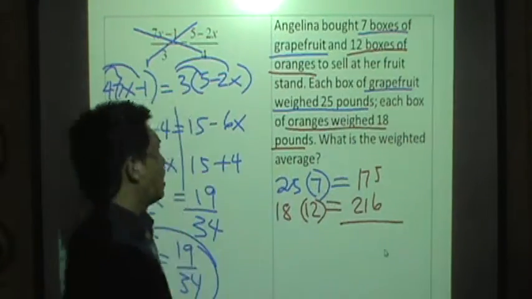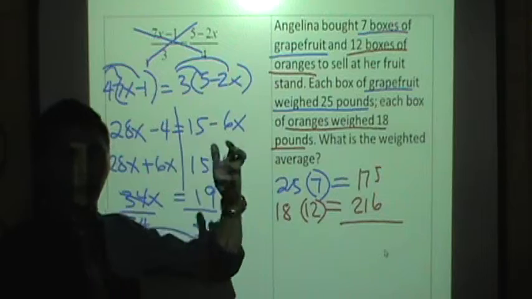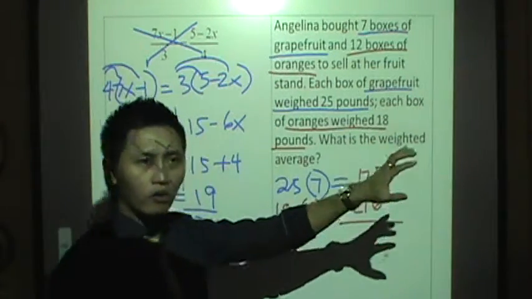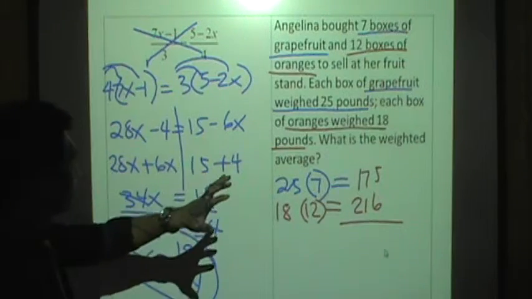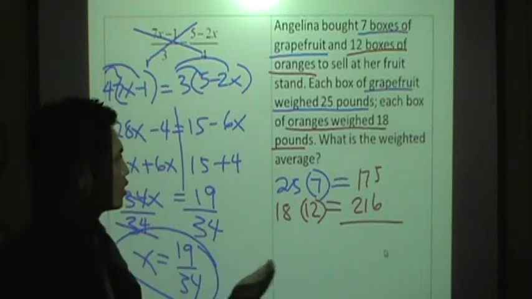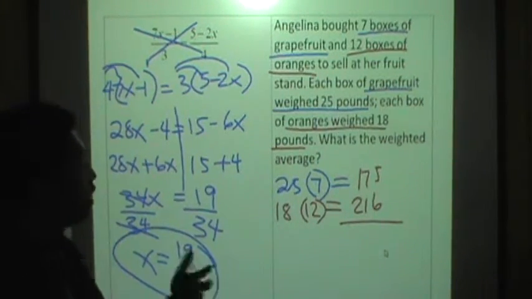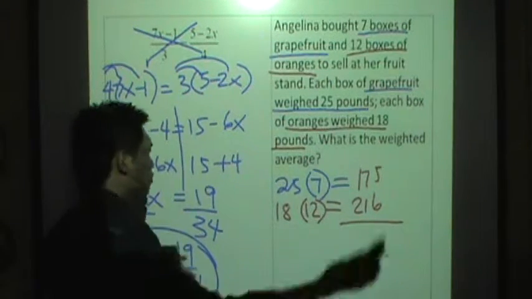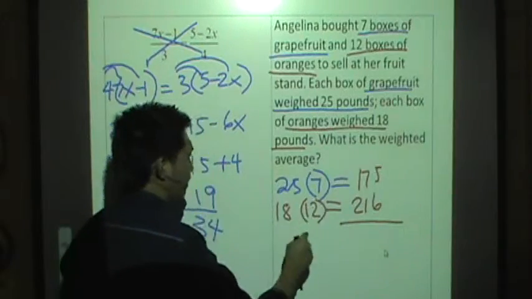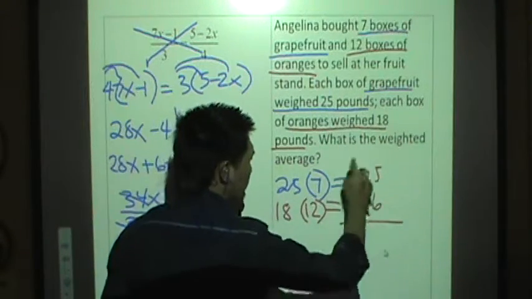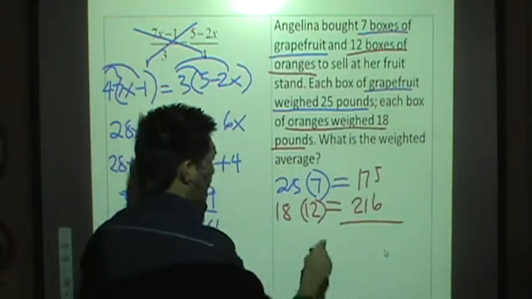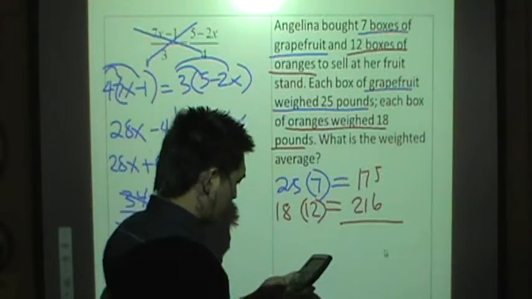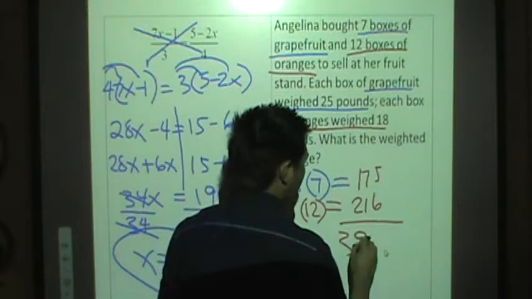Basically, if we add all the weights of the boxes, we have 25 plus 25 plus 25, and so on, plus 18 plus 18 plus 18 plus 18. But because we know that we can just multiply them, why don't we just add these two products together? 216 plus 175 gives us 391.